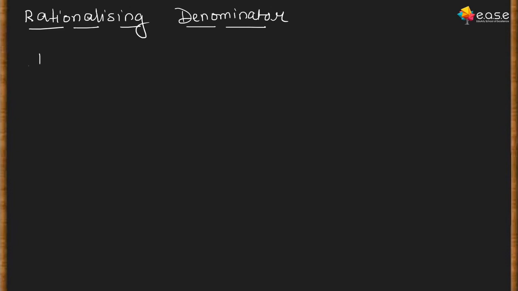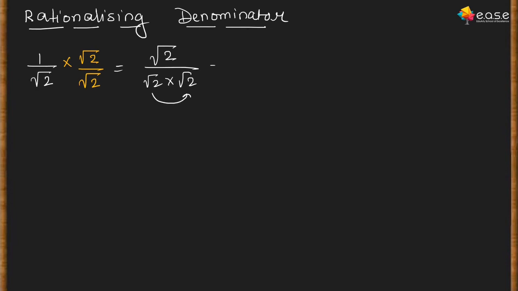Suppose we have 1 by root 2, correct? Remember, we all know that if we multiply and divide any kind of fraction with the same number, the value of the fraction doesn't change. So what can we do here? We can multiply this with root 2 by root 2. Ultimately, we get this as root 2 divided by root 2 times root 2. This root 2 into root 2 will rationalize our denominator. You will get root 2 by 2. Correct? If you try to solve, you will come back to the original question here. So basically, this is how you rationalize the denominator.